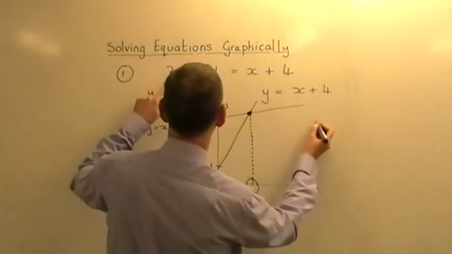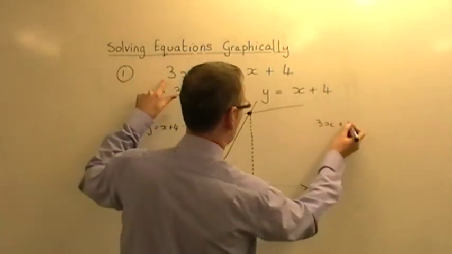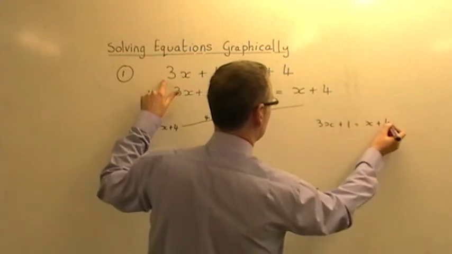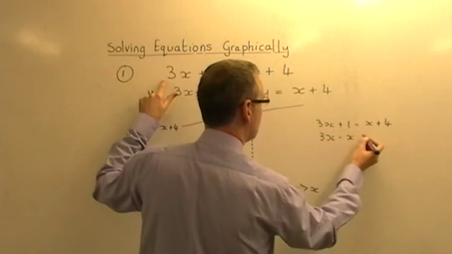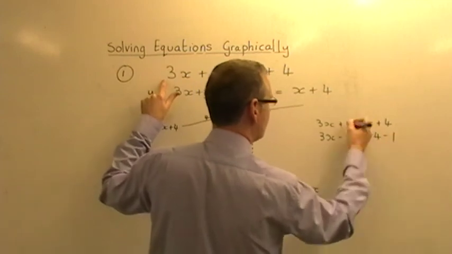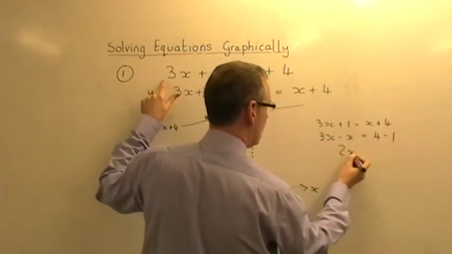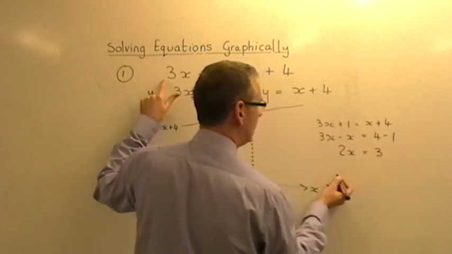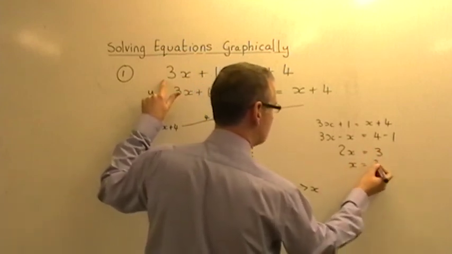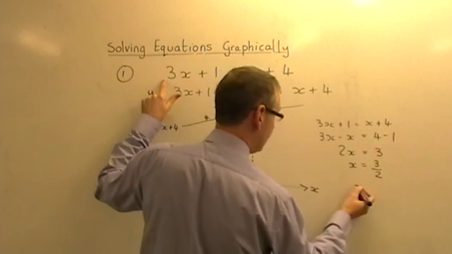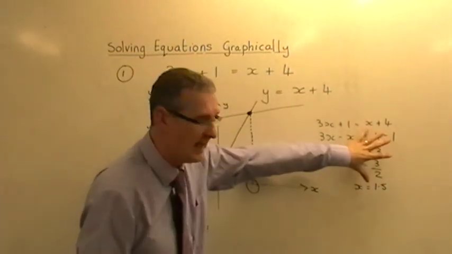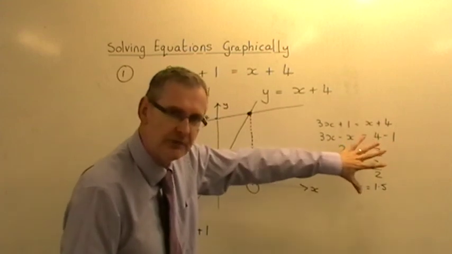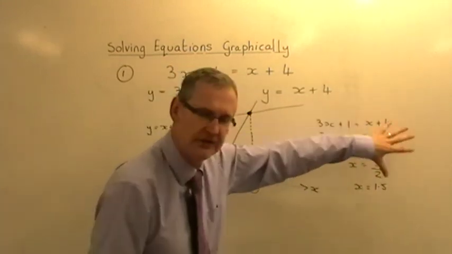Let me just solve it algebraically. 3x plus 1 equals x plus 4. Take the x over. 3x minus x is equal to 4 minus 1. Take the 1 over. So you get 2 x's on the left equals 3 on the right. So x is 3 shared by 2, or if you like, x is 1.5. So that's doing it algebraically, but that's not the point of what I'm trying to do. That's not what this video is about.